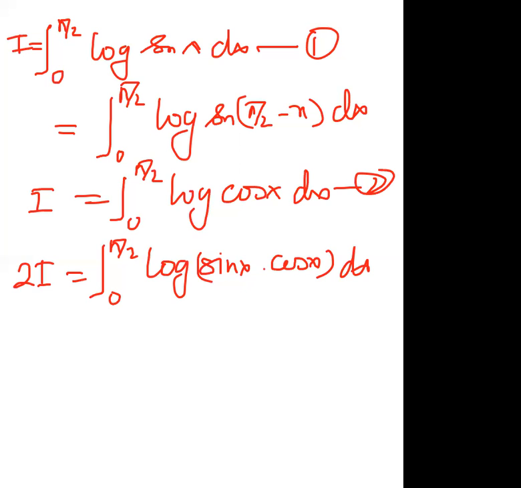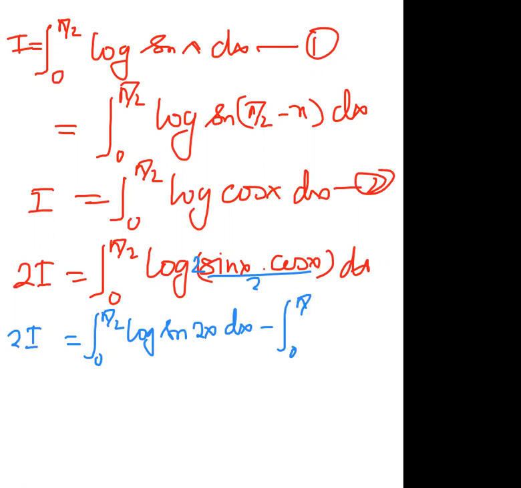Now for log of sin x into cos x, I don't have any identity. So what I'm doing is multiplying this by 2 and dividing by 2. So 2I is equals to the integral from 0 to pi by 2 of log sin 2x dx minus the integral from 0 to pi by 2 of log 2 dx. Log a upon b is equal to log a minus log b.